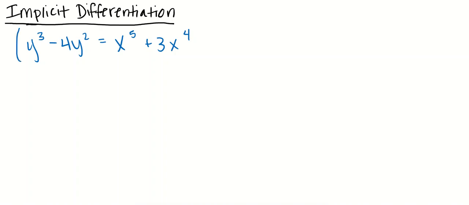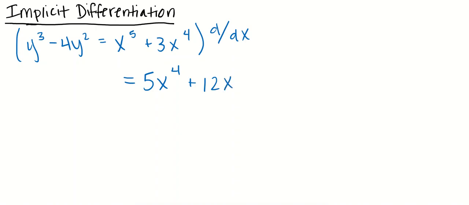So we are going to take the derivative of this whole thing, and remember, we are taking the derivative with respect to x. So x is our independent variable, and y gets treated like a function. We'll take the derivative of the right side first. When we're doing implicit differentiation and taking the derivative of terms that have x in them, those just get treated as normal. So the derivative of x to the 5th is going to be 5x to the 4th. And then the derivative of 3x to the 4th is going to be 12x cubed. So that is the derivative of our right side.